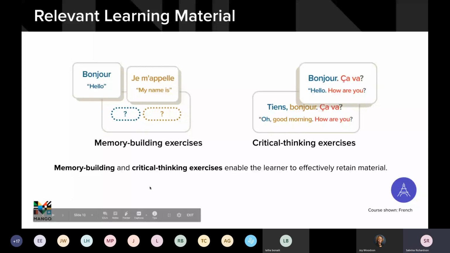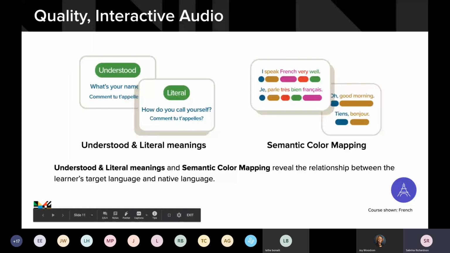All of our courses feature audio from native speakers, and there are included features like understood and literal meanings, as well as our semantic color mapping to help reveal the relationship between the learner's target language and their native language. Direct translations don't always convey the meaning of a learned word or phrase, so that's why we find it important to recognize the understood versus the literal meanings. And the semantic color mapping makes it nice and easy to see exactly which words in the target language line up with which words in the source language.